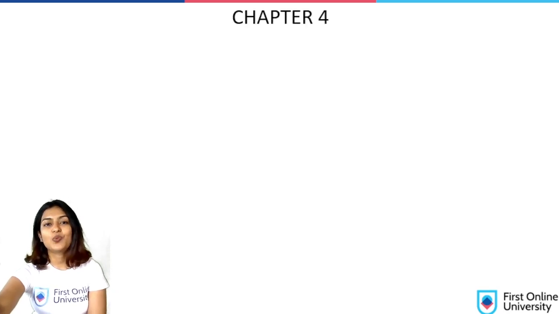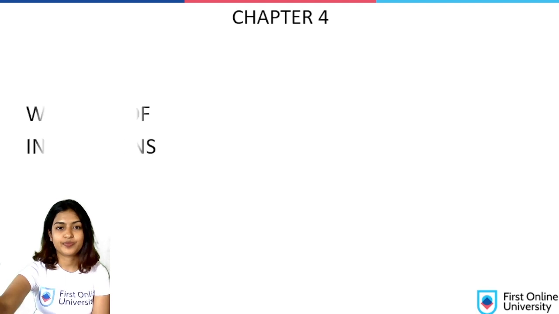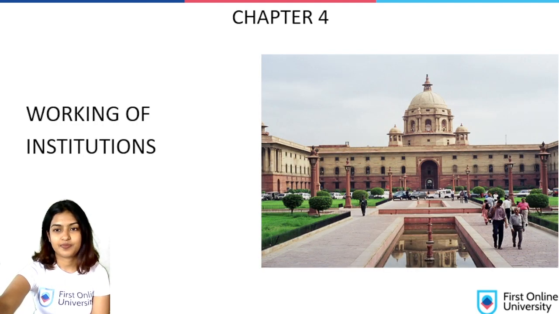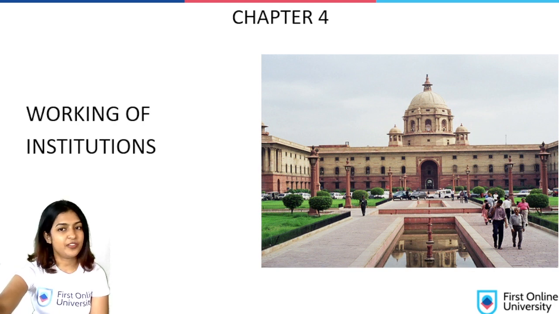Let's go ahead with Chapter 4. Working of Institutions. So this is the Parliament of India. This is the structure of the Parliament of India.